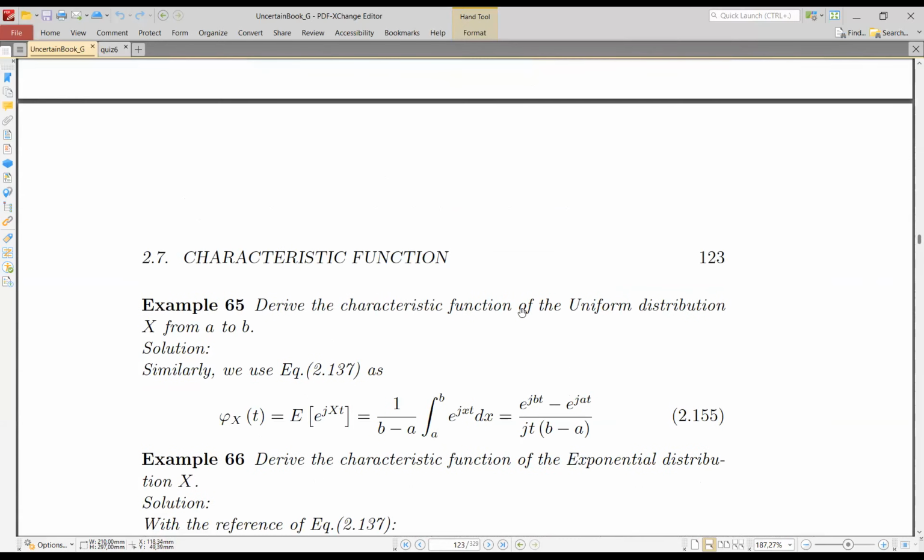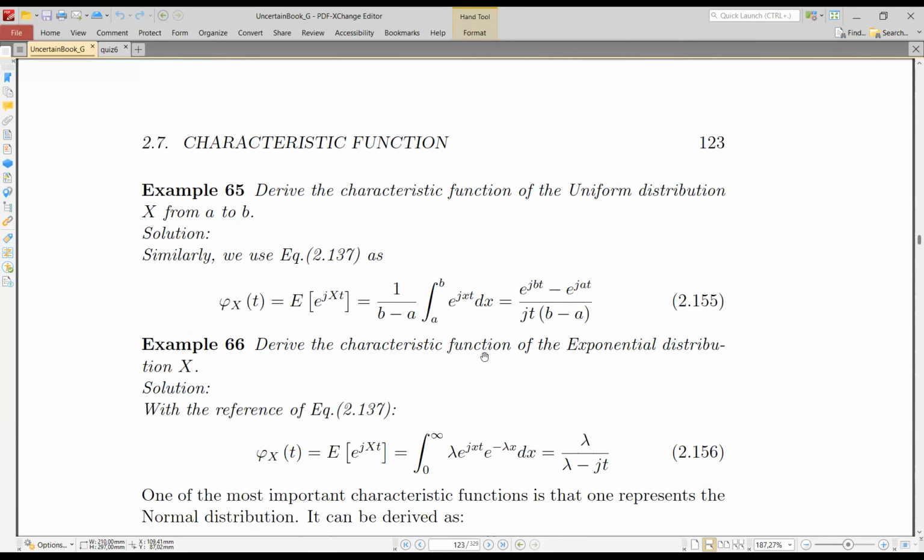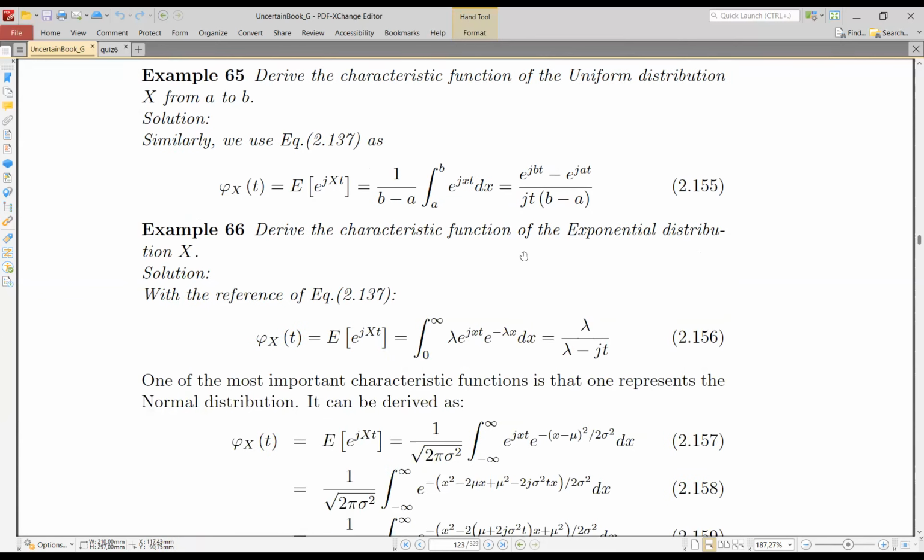Derive the characteristic function of the uniform distribution x from a to b, and this is the result. So the result is equal to e to the power jbt minus e to the power jat, divided by jt times (b minus a). In the quiz we gave what a and b are. So it was from -4 up to 4.